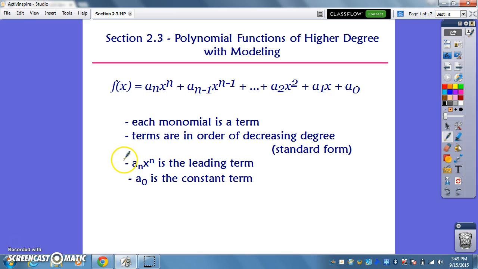A sub n x to the nth is what we call the leading term, and then a sub 0 is what we call the constant term. So if it ever asks for the degree of the polynomial, you're looking for the highest exponent. The leading coefficient is the coefficient of that term.